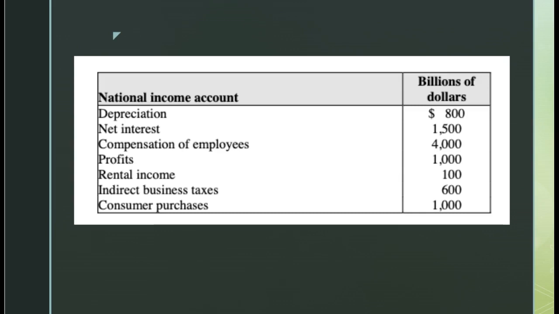Also understand how depreciation is going to work. So if the GDP is $10,000 and depreciation is $1,000, then the national income has to be reduced by it. So 10,000 minus that 1,000 would mean that the national income is 9,000. And that comes from accounting.